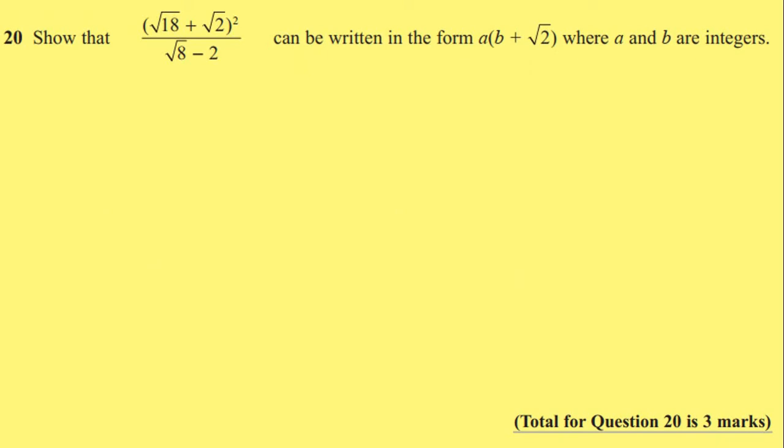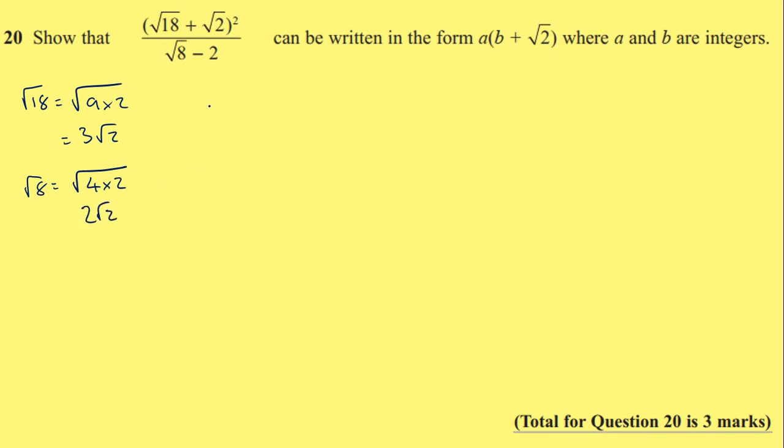Question 20 looks terrifying, but it's actually really easy, this one. It says show that root 18 plus root 2 all squared all over root 8 minus 2 can be written in a particular form. Now, we're going to tidy up what we can first. Root 18 is equal to root of 9 times 2, which is 3 root 2. Now, root 8 is equal to, what's the square factor for 8? Well, it's 4. Square root of 4 is 2, and root 2 is just root 2.